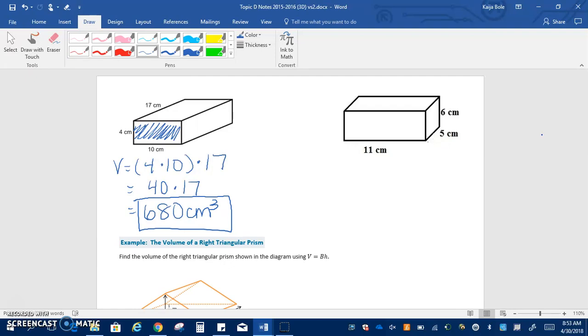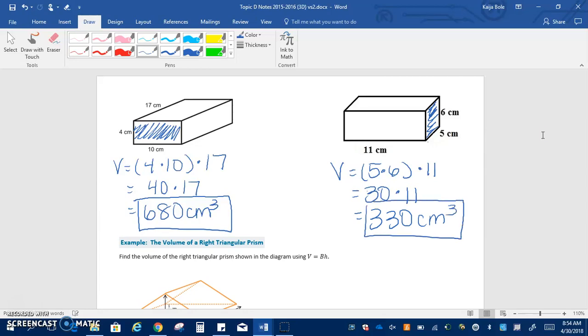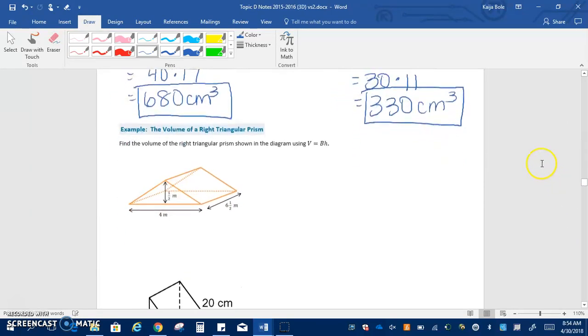Alright, for this one I'm going to make this side on the right here my base. So the volume equals area of the base, which is 5 times 6, then times 11. So we have 30 times 11, which gives us 330 centimeters cubed. So remember, your unit is always cubed for volume. Okay, so those were our rectangular prisms.